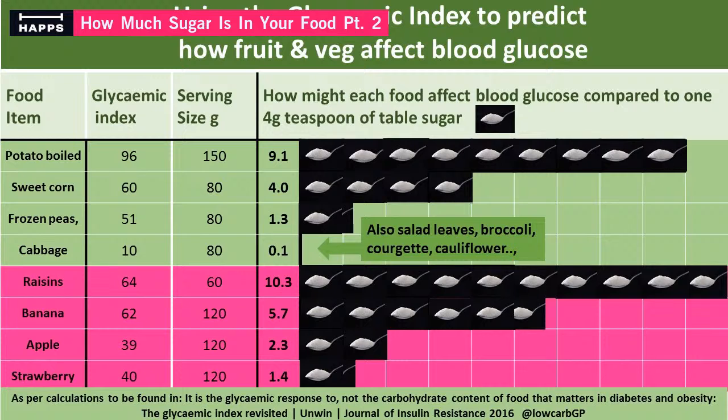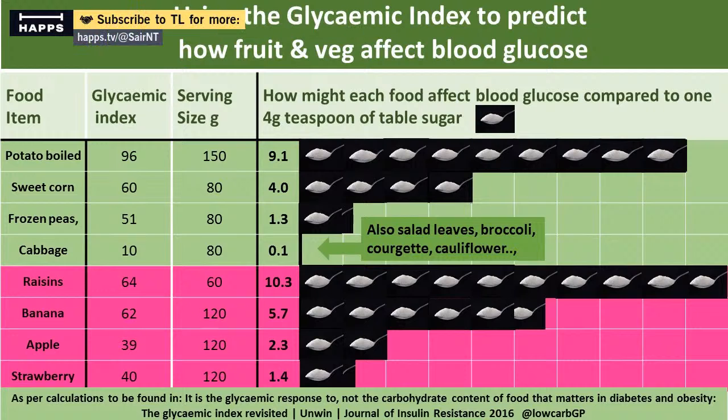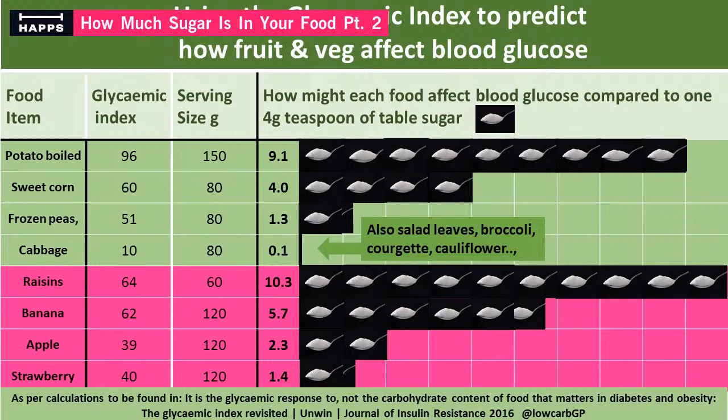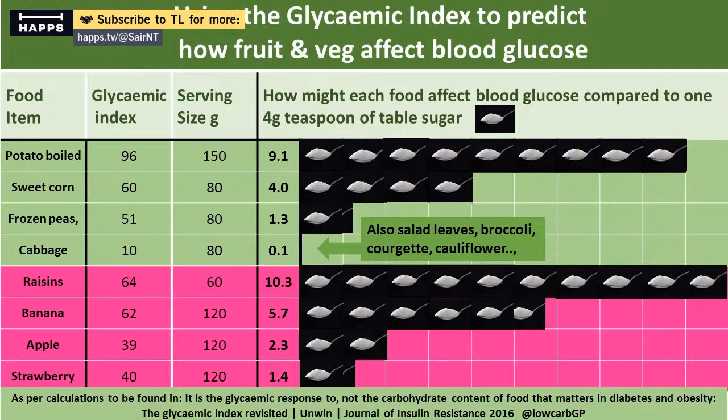All right, so let's look at the glycemic index. Using the glycemic index, this is going to predict how fruits and vegetables affect blood glucose. Here we have varying serving sizes because this is the fruit and vegetables chart. But again, remember that we're comparing to 1 teaspoon of table sugar that weighs 4 grams, right?